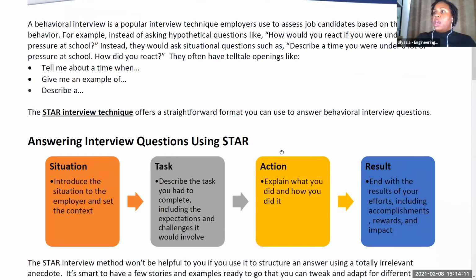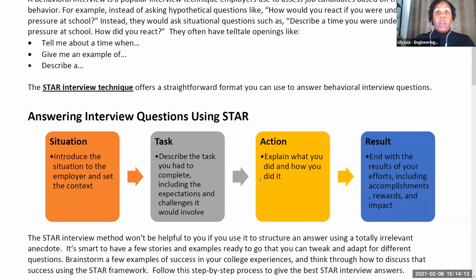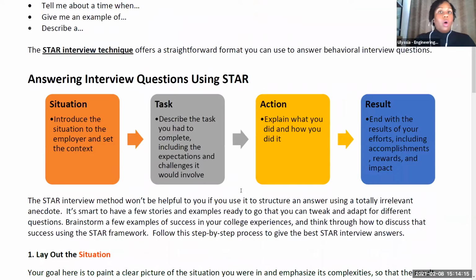Okay, now let's talk about how to structure the answer. Once you've identified that the interviewer has given you a behavioral question, you will use what we call the STAR method to answer the question. STAR is an acronym that summarizes the four components of your answer. S represents situation, T represents task, A represents action, and R represents results.